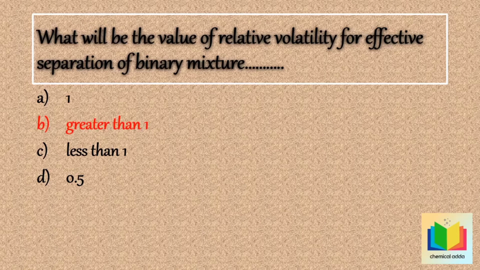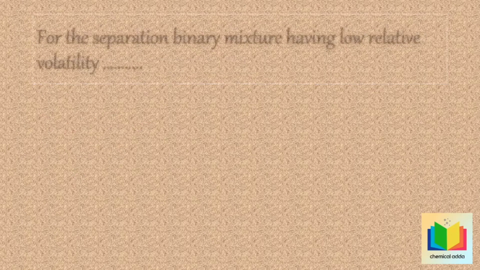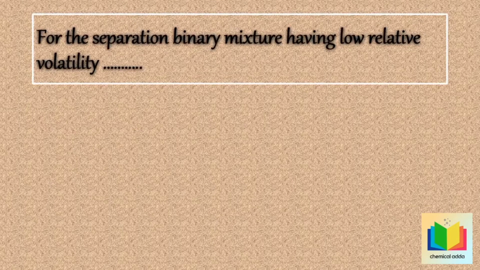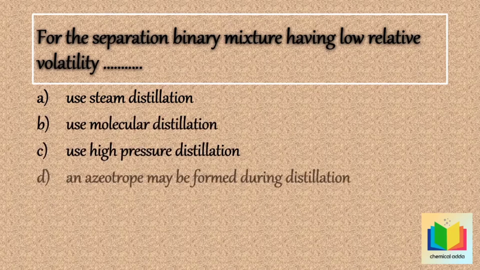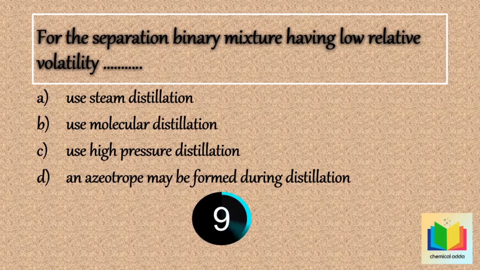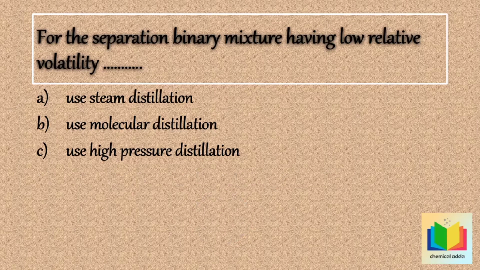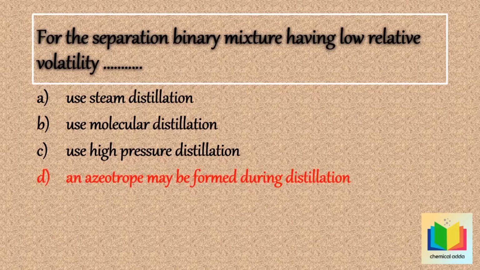Now, next question is, for the separation of binary mixture having low relative volatility. Options are: Option A, use steam distillation. Option B, use molecular distillation. Option C, use high pressure distillation. Option D, an azeotrope may be formed during distillation. So answer is option D. An azeotrope may be formed during distillation.